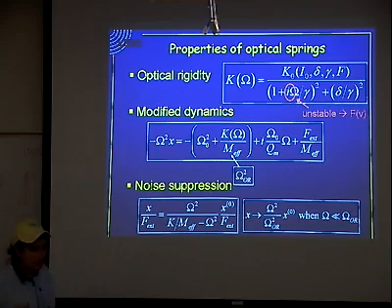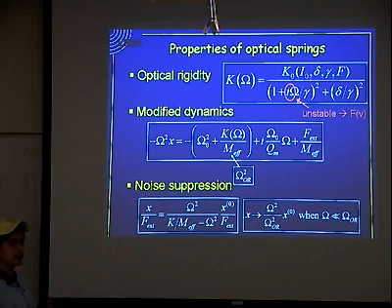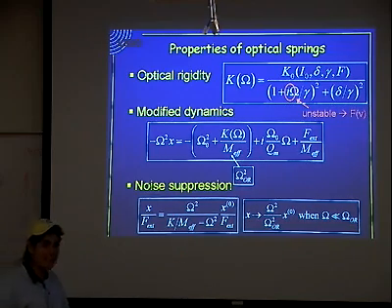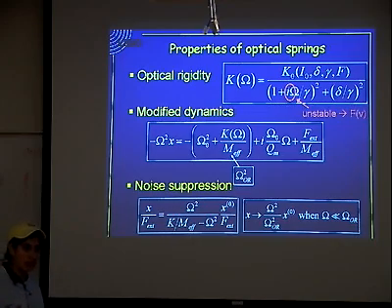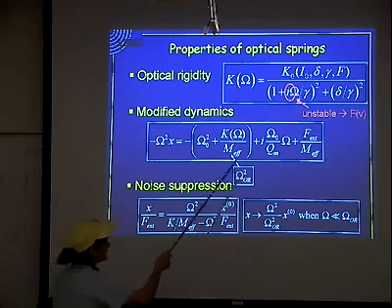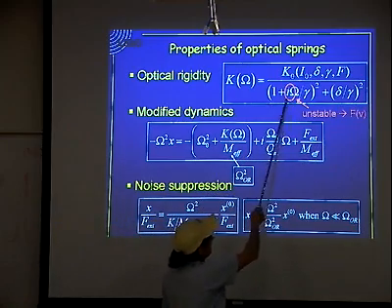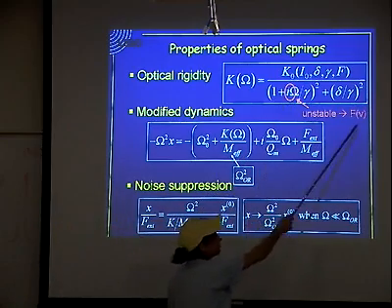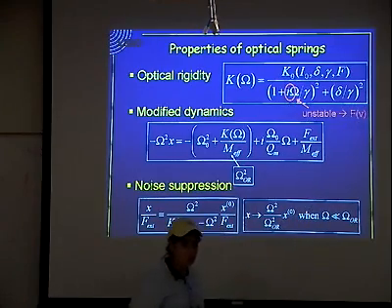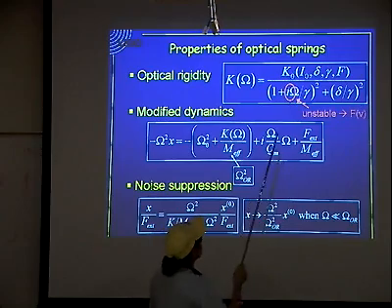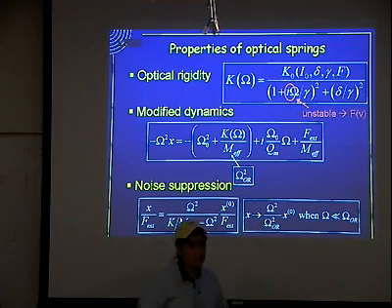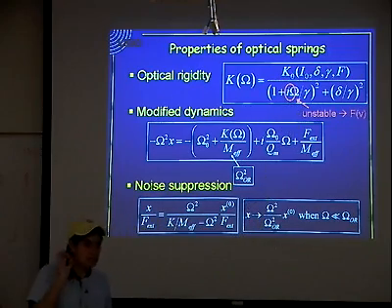And this imaginary component is due to the fact that the cavity doesn't respond instantaneously to motion of the mirror. In fact, what it ends up being is a force term that's proportional to the velocity of the mirror as opposed to the position of the mirror. And this is the thing that makes the optical spring resonance unstable.